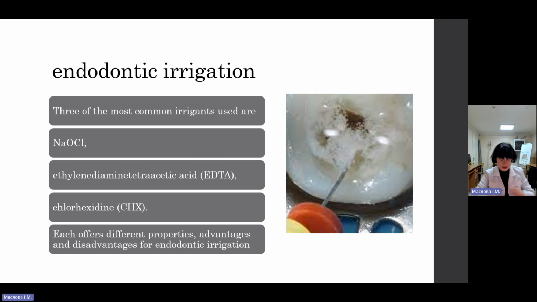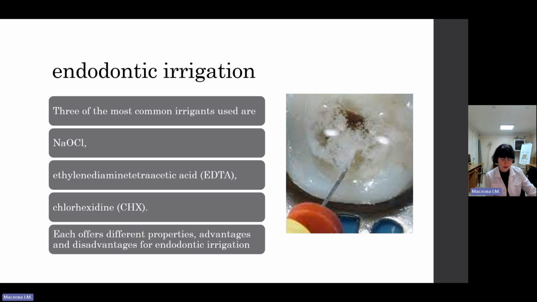The role of the irrigant is to remove debris and provide lubrication for instruments. Specifically, an irrigant such as sodium hypochlorite will dissolve organic remnants and, most importantly, also has an antibacterial action. It may be used in the range of concentration from 0.5 to 5.25%, with 2.5% being popular. It is important that the irrigant is changed frequently.